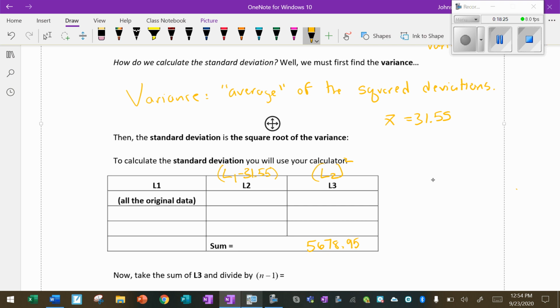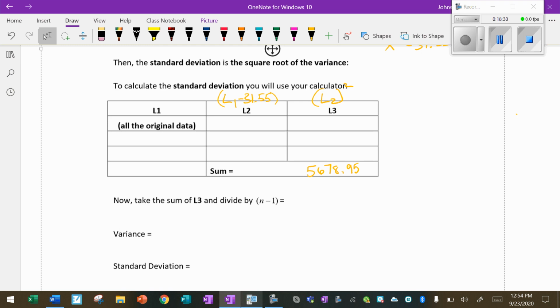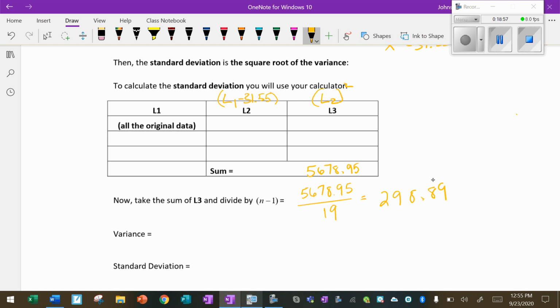So to find the average, you would say, okay, I'm going to take this total sum and divide by 20. Well, we're not actually going to divide by 20. We're going to divide by n minus 1. So now we're going to take 5678.95, and you would think we would divide by 20. We're actually going to divide by 19. This is something that's going to come up multiple times, and I promise you I will explain later why we divide by 19 instead of 20. But we do. 5678.95 divided by 19 is 298.89. And so that value is our variance value.